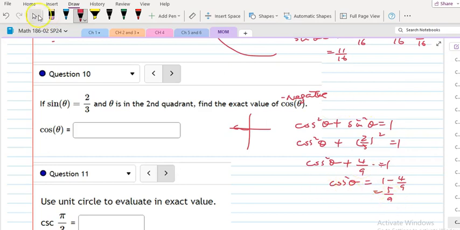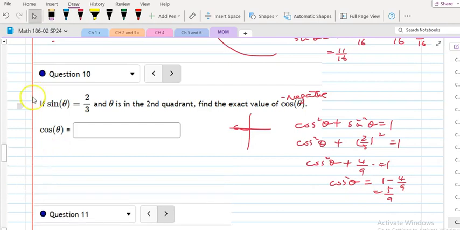And we want to take the square root to find cosine. Coming back over this side, cosine theta would equal the square root of 5 over 9. Should I do positive or negative? It's negative because in quadrant 2, cosine is negative, or the x value is negative. So that is negative root 5 over 3.